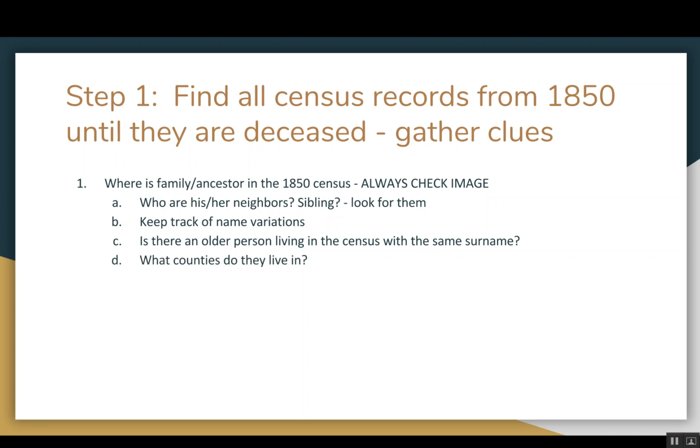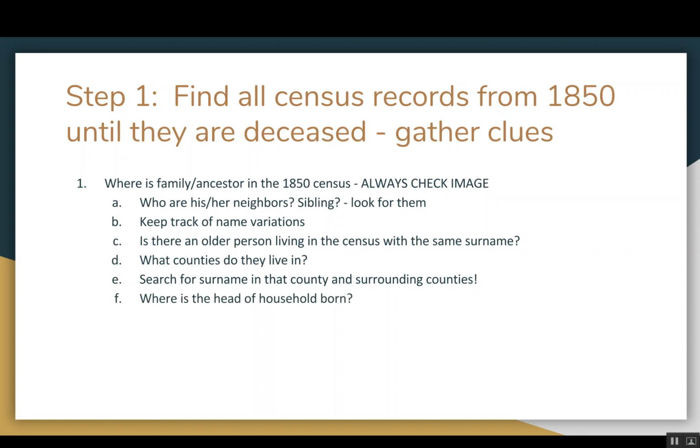Keep track when you find them on a census what counties they live in, because this could give you other sources and records to look for. Search for the surname in that county and surrounding counties. Sometimes you'll be looking for a specific ancestor, and then you search for their surname, and you're going to find other people with that same surname, and you know they're going to be related somehow, cousins, siblings, family members.